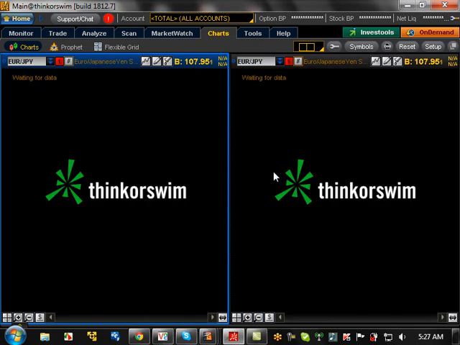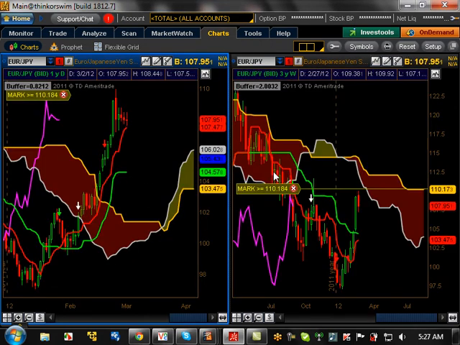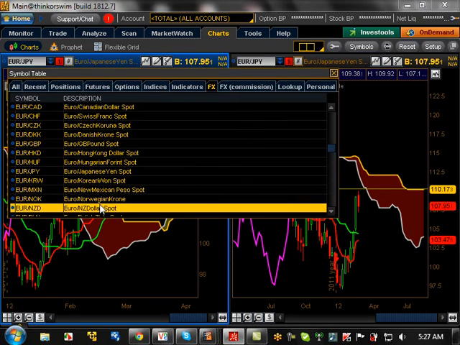Euro yen. Euro yen, you can see, is an upward movement here. It's a pullback here, but that looks like a trend over here. Support level is going to be basically 104.57. Resistance level is going to be 112.50.